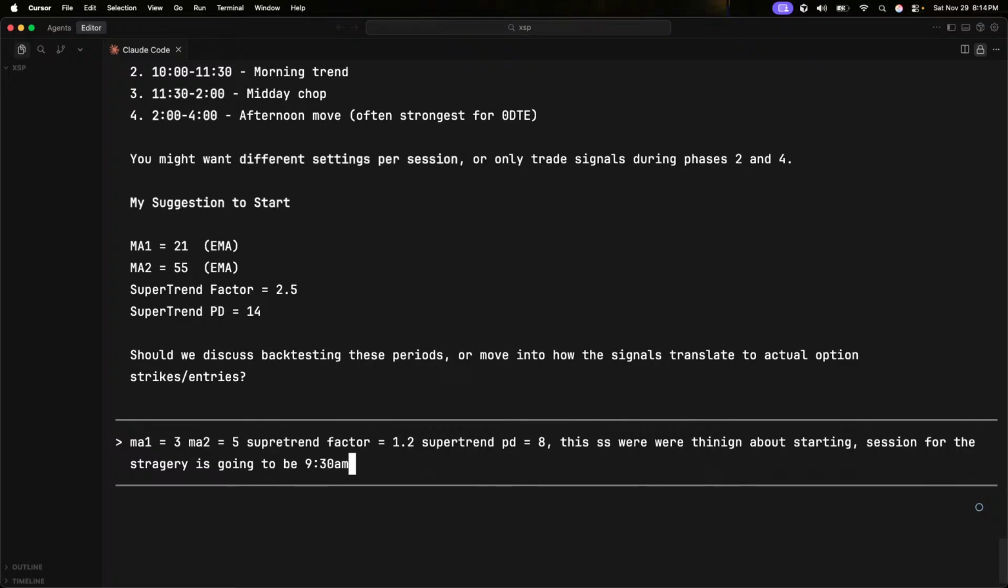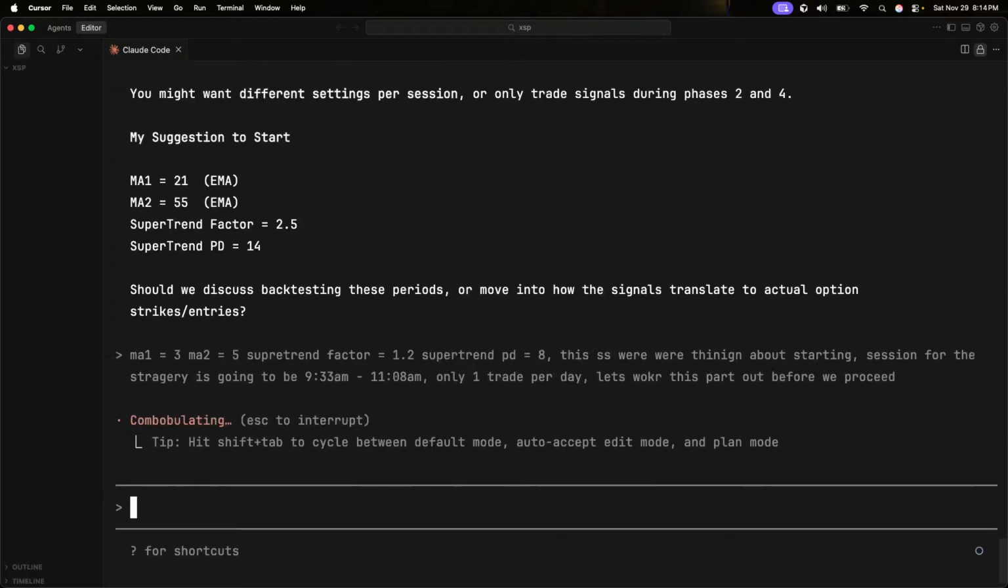This is where we're thinking about starting a session for this strategy: from 9:33 a.m. to 11:08 a.m. Only one trade per day. Let's work this part out before we proceed.